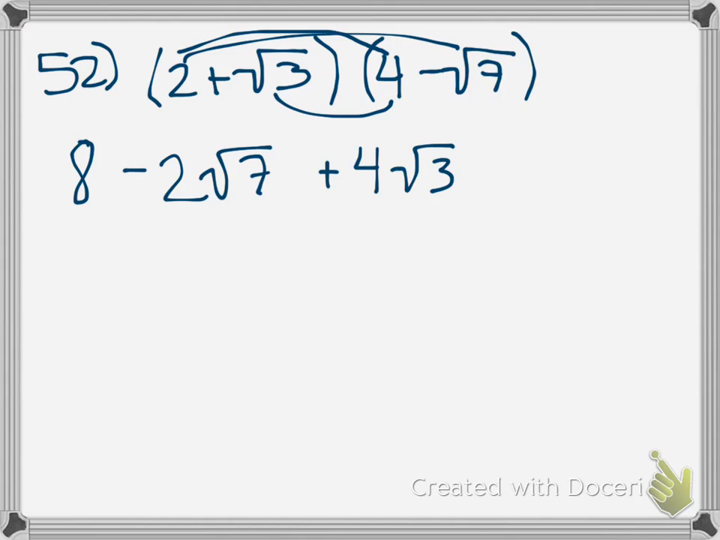And then square root of 3 times square root of 7 just means 3 times 7, which is 21, but it's still under a square root. Then you would see if you could simplify and combine anything. In this case, no, you can't, so there you go.